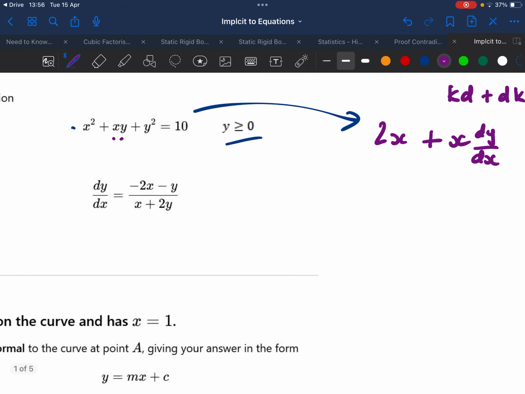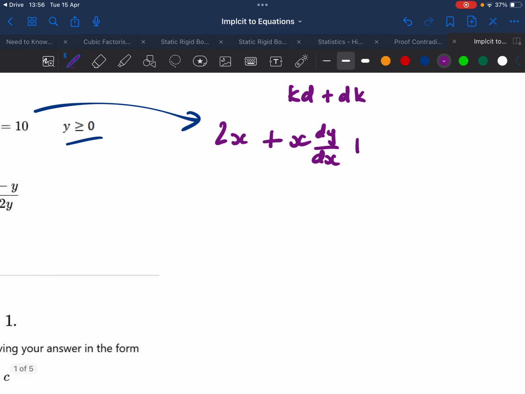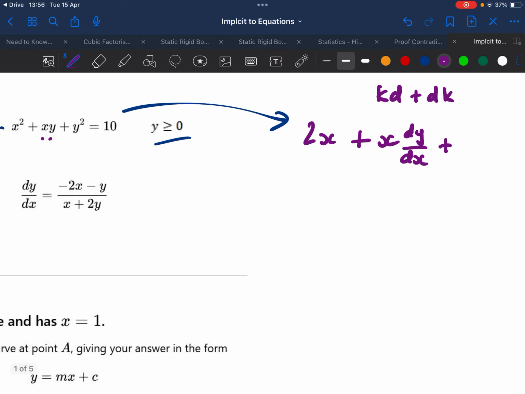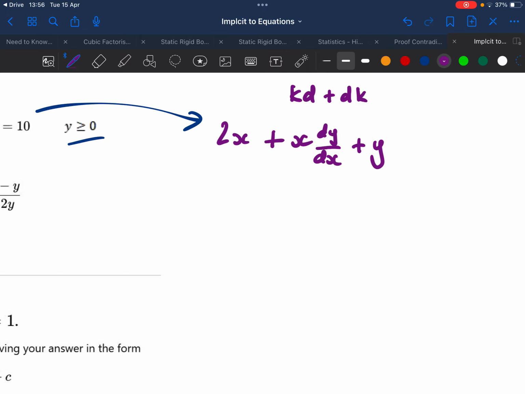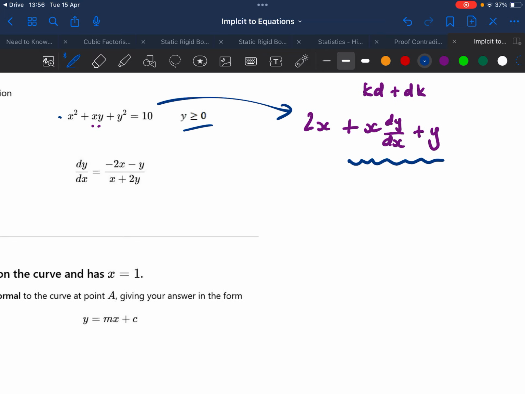Okay, and then we're going to differentiate the first bit, which was the x, so that's a 1, and then we're going to keep the other bit, which is a y. So this part here is what the xy is going to differentiate into.